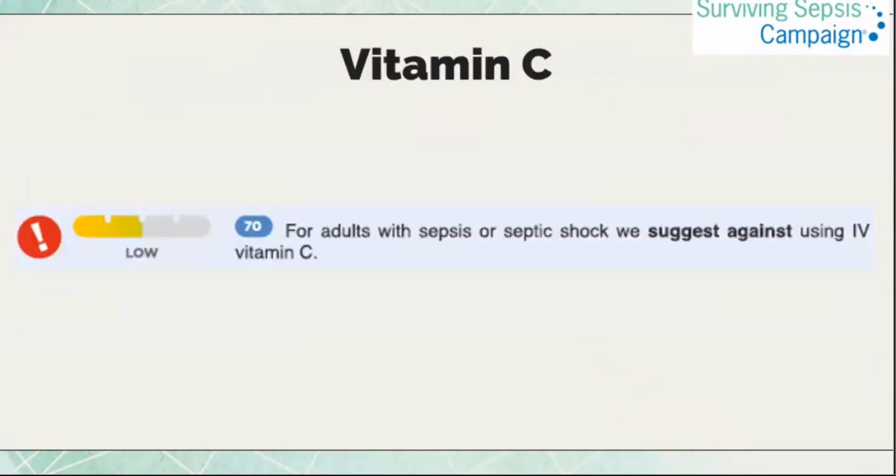For adults with sepsis or septic shock, we suggest against using IV vitamin C. The vitamins trial found no impact on mortality with the regimen of vitamin C, thiamine, and hydrocortisone. And a meta-analysis evaluating high-dose vitamin C also found no mortality impact.